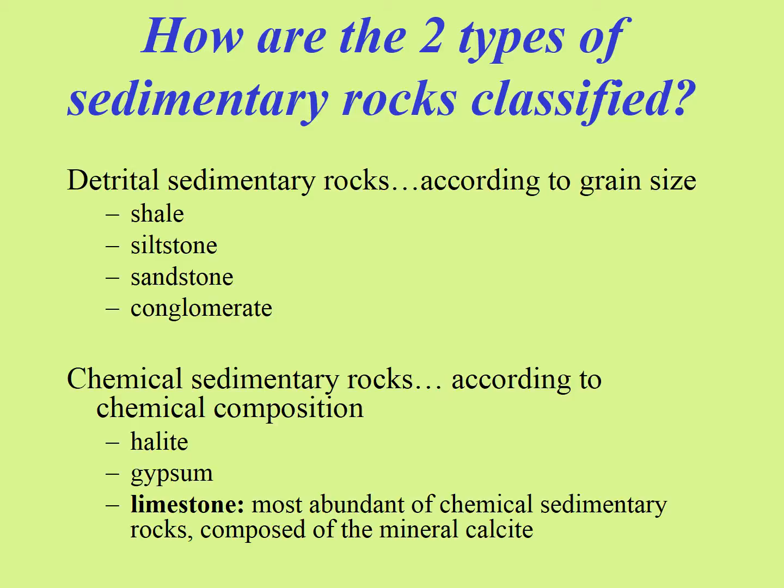But we classify chemical sedimentary rocks very differently. We classify these according to their chemical composition. The most common of these are halite and gypsum, and the most commonly used one is limestone, which is the most abundant of the chemical sedimentary rocks that we find at Earth's surface. That's formed of a single mineral, calcite, calcium carbonate, CaCO3.